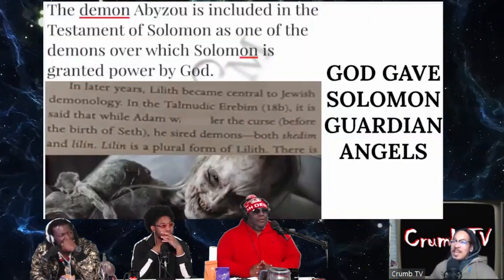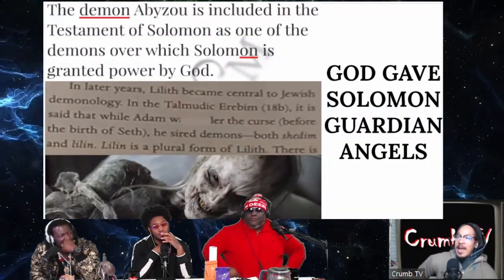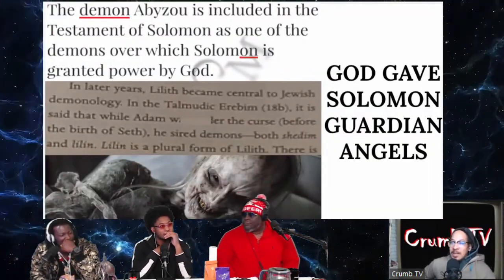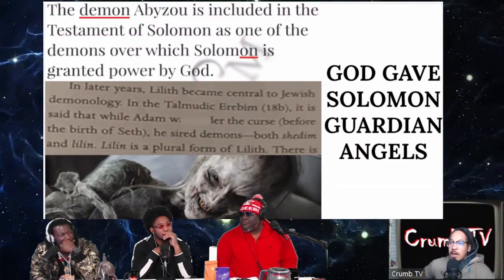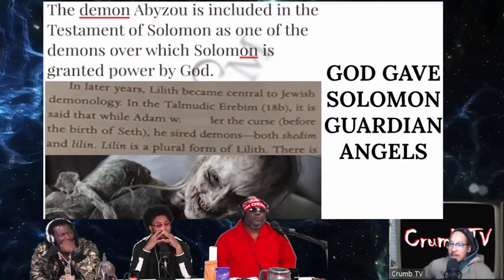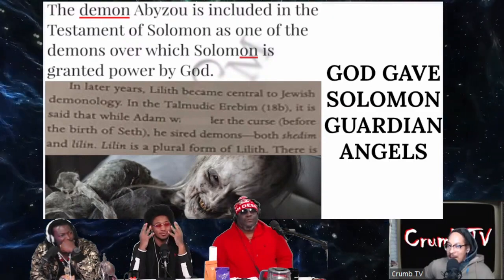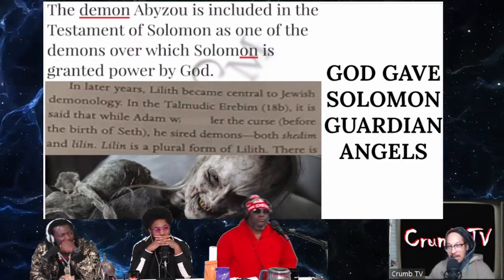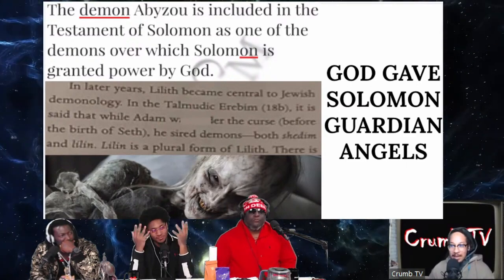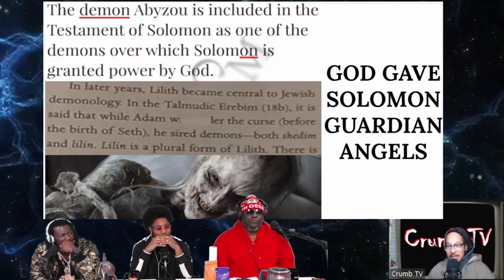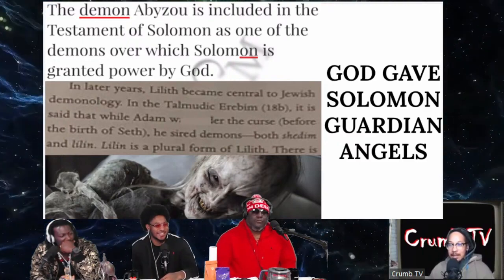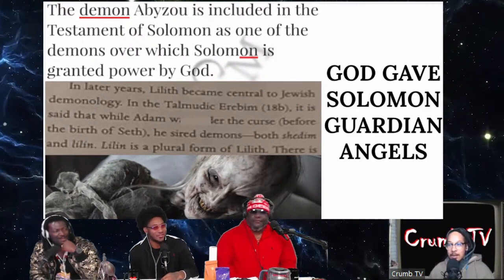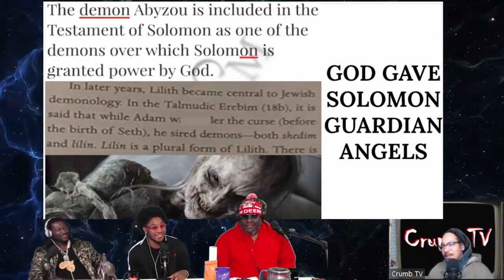So yeah, the demon Abzu was included in the Testament of Solomon as one of the demons over which Solomon is granted power by God. So when we're dealing with a demon, these are the city of On. When we're dealing with Solomon, because he's getting this knowledge. Rastaman. It's crazy how that worked, right? Come on, somebody. Come on.